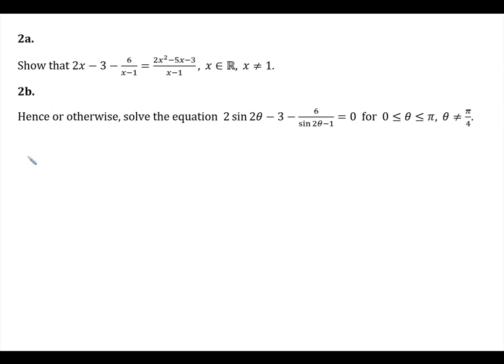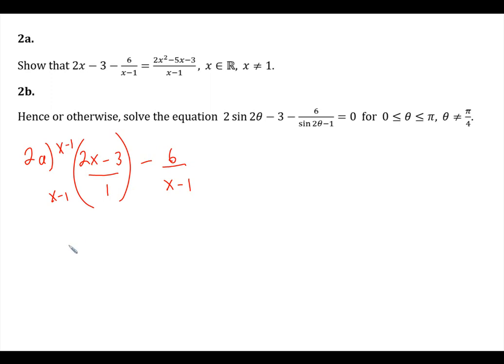All right, so let's take a look at the next problem here. Part A says show that this is equal to this. So it looks like if I just get a common denominator here, if I have 2x minus 3 minus 6 over x minus 1, I need to multiply the top and the bottom by x minus 1 and x minus 1, right?